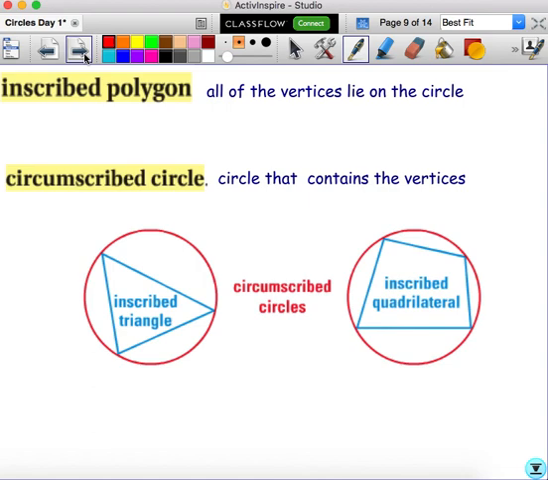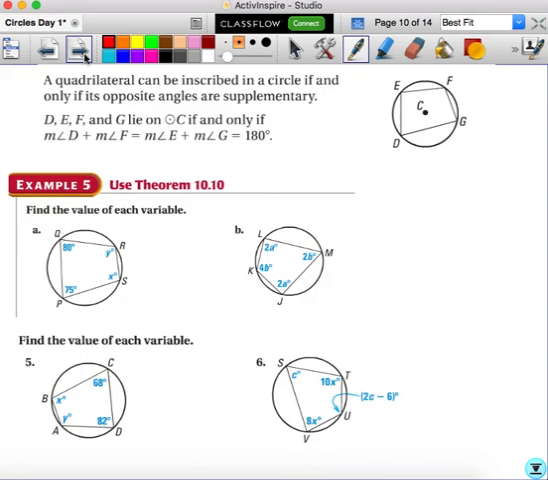So next we're going to talk about an inscribed polygon and a circumscribed circle. So inscribed, think of that as inside, meaning we have a figure which is perfectly inside a circle, meaning all of its vertices will lie on the edge of that circle. So they've got both an inscribed triangle and an inscribed quadrilateral shown for you here. And a circumscribed circle is the circle that surrounds that figure. So circumscribed means we're going around the outside. Inscribed is what is actually inside the figure.